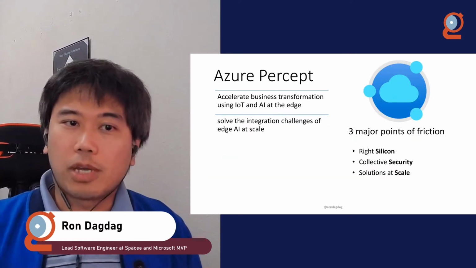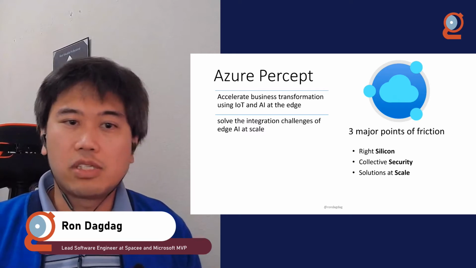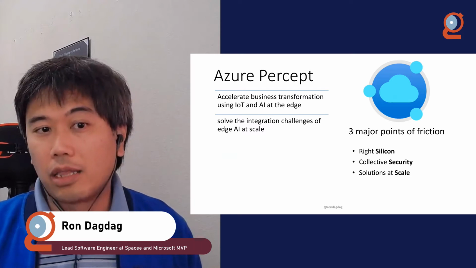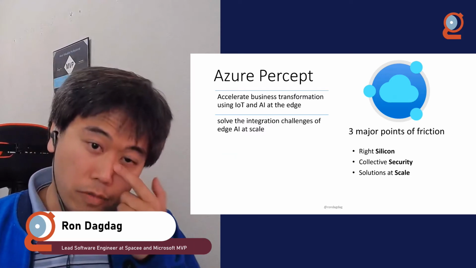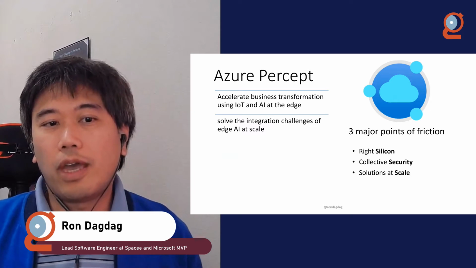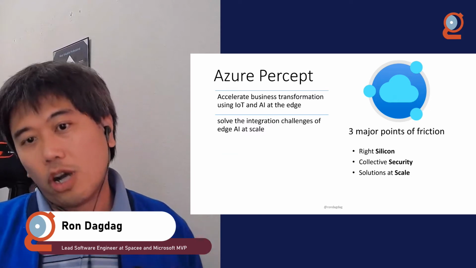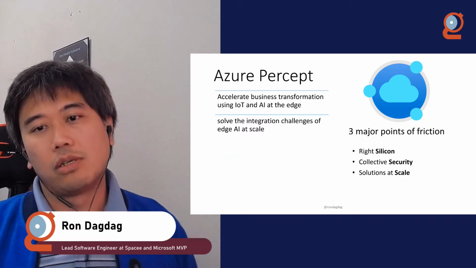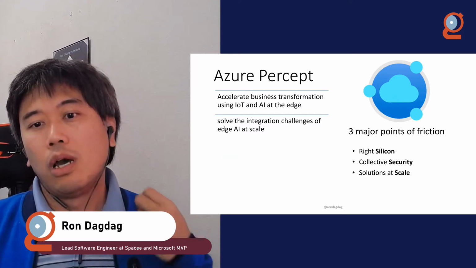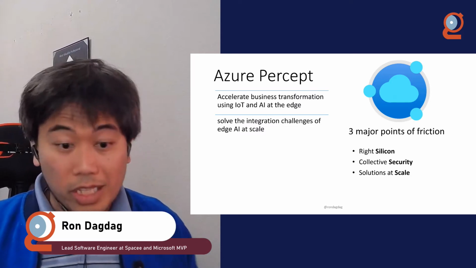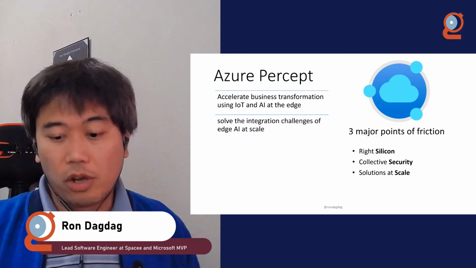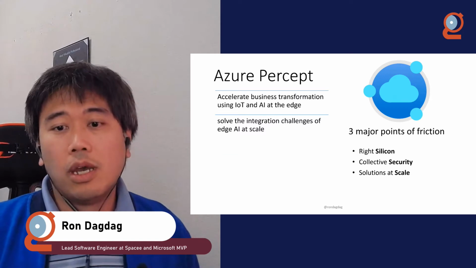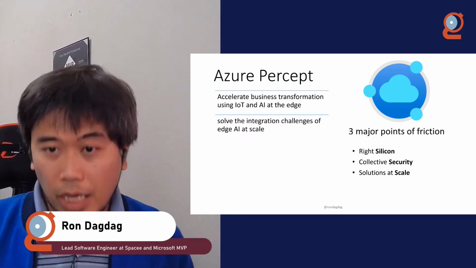That's when Azure Percept comes in, to accelerate the business transformation of using IoT and AI at the edge. The main goal is to solve the integration challenges of edge AI at scale. It solves three major points, especially when you're working with IoT devices. What is the right silicon? What is good collective security? It's not just security on devices, but also security of the models as they get deployed to those devices, and then making sure it is scalable.